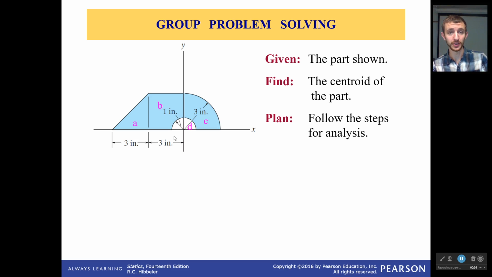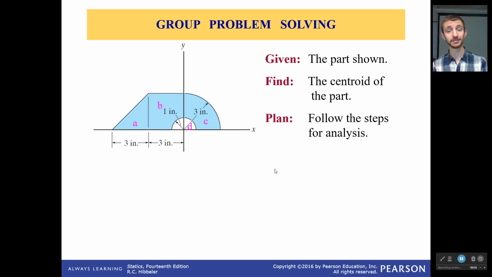Just remember, little gaps like this count as negative area. Okay, so with that being said, go forth. Try it on your own, and then come back and see how you did. So, 3, 2, 1, and you're back.